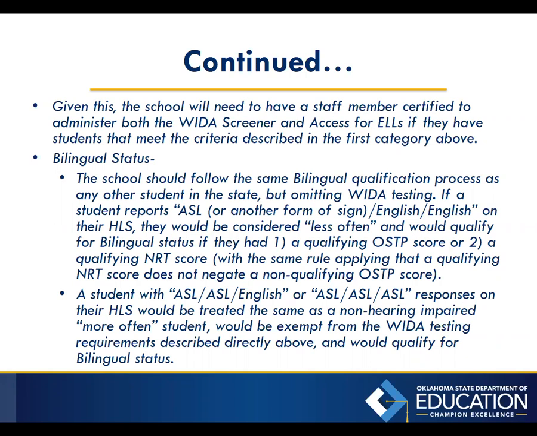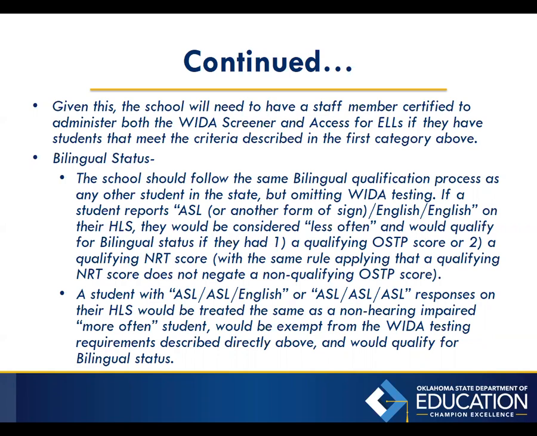So for bilingual status, the school should follow the same bilingual qualification process as any other student in the state, but omitting WIDA testing. If a student reports ASL or another form of sign, English, English on their HLS, they would be considered a more often student and would qualify for bilingual status in the same form as we always do. If they have a qualifying OSTP score or a qualifying norm-referenced test score, with the same rule applying that a qualifying NRT score does not negate a non-qualifying OSTP score, same as other students.